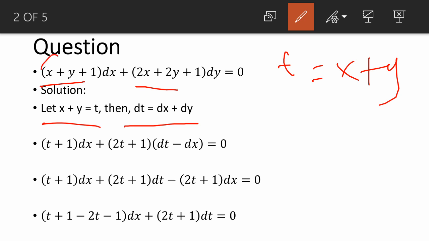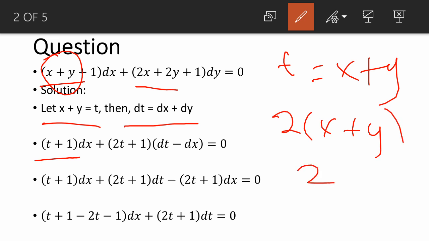So your x + y here becomes t, so you have t + 1. Then your 2x + 2y, we can factorize 2. When we factorize 2, we have x + y, making it 2t. So we have 2t + 1. Then making dy the subject of the formula, dy would be dt minus dx. So in this case, what have we done? We have reduced the whole of this equation to just dt and dx.